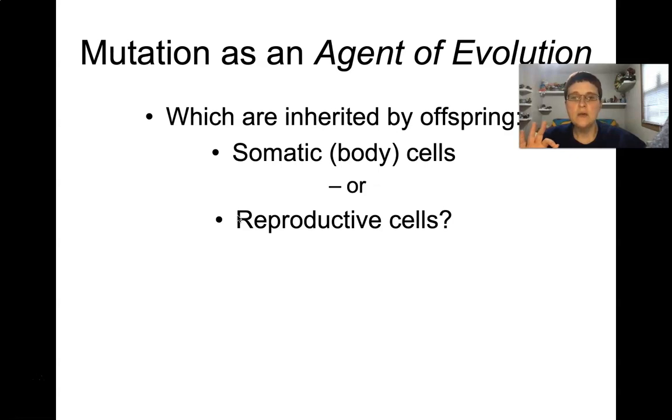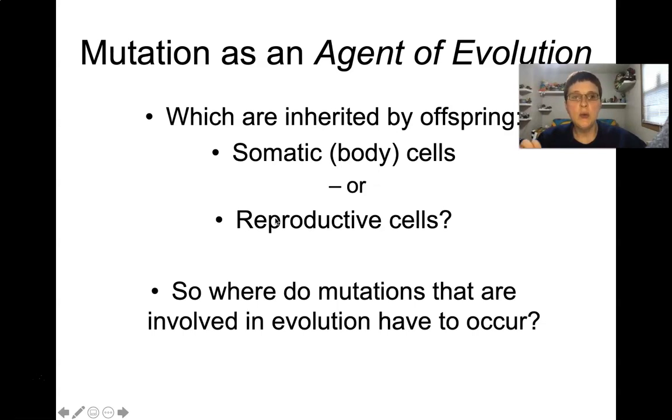Hopefully you said reproductive cells. So our eggs and sperm are the ones that are passed on. So we know that the mutations have to happen in the genes, but what kind of cells do the mutations have to occur in for evolution then to happen? Because remember, evolution has to happen in offspring in order to change the population.